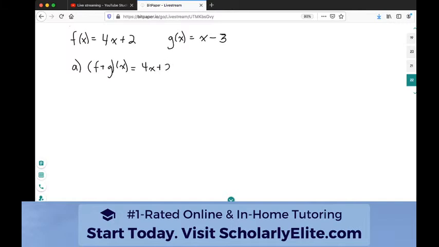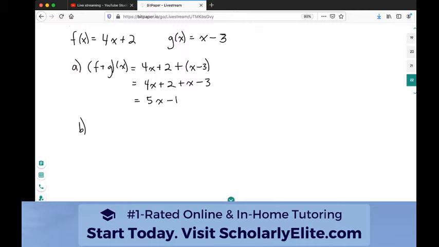4x plus 2 plus x minus 3. So we're actually going back to our polynomials unit of grade 9 to remember our rules about how this all works. So we've got 4x plus 2 plus x minus 3. Then we bring together like terms, so I've got 5x minus 1. So now let's try something a little bit different.